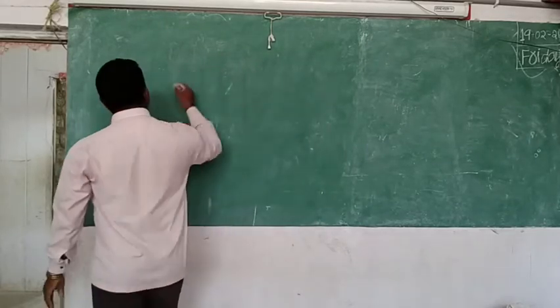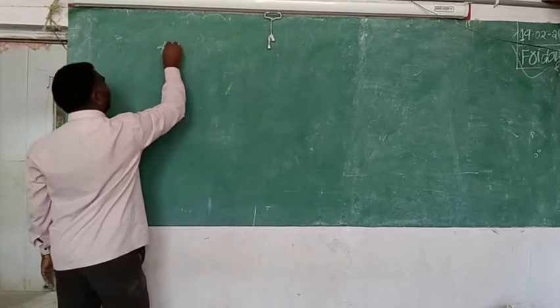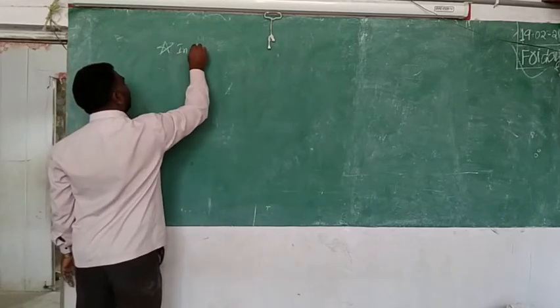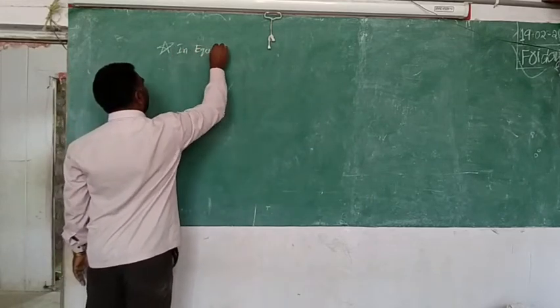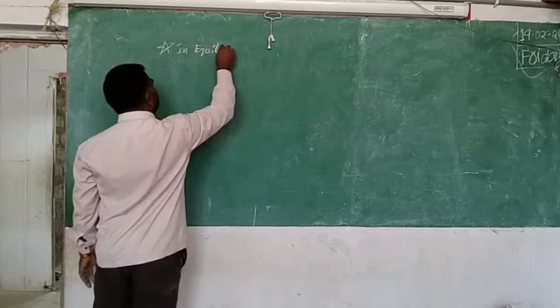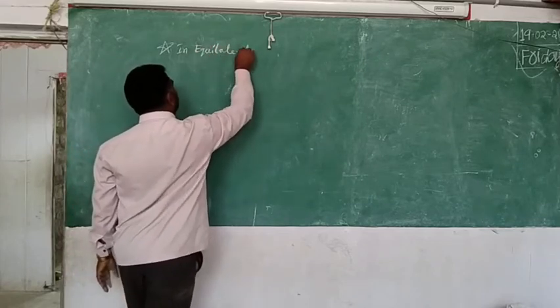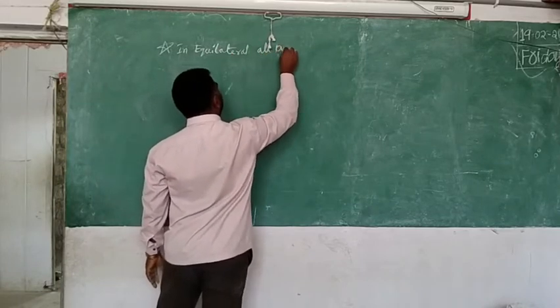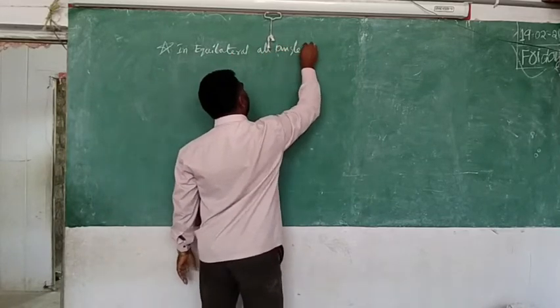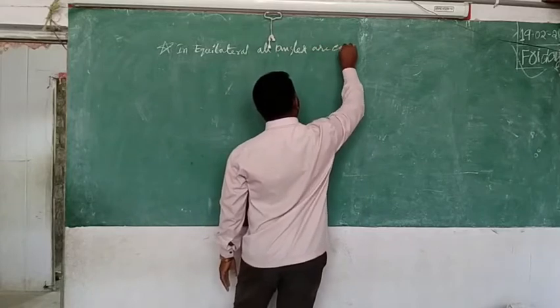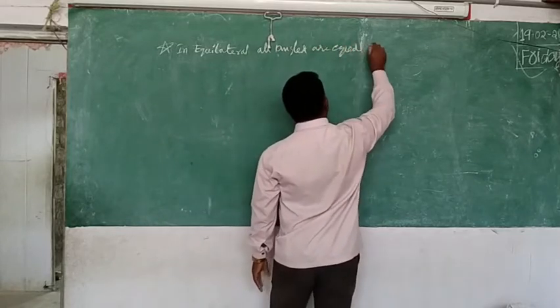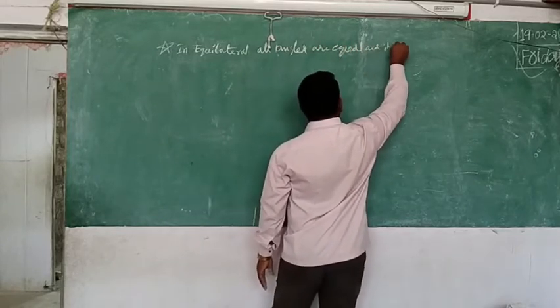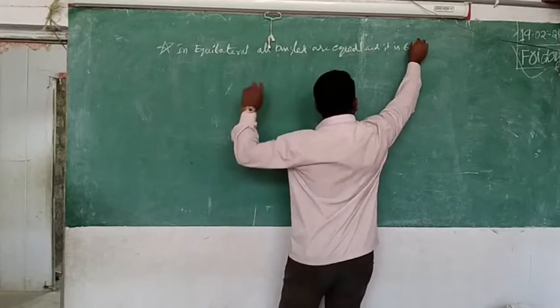So what is the property we have discussed now? In an equilateral triangle, all angles are equal, and each is 60 degrees.